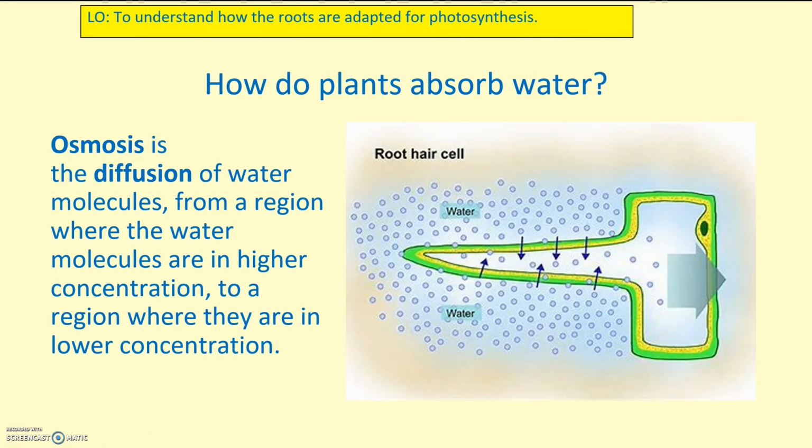So how do plants absorb water? Plants absorb water through this process called osmosis. Osmosis is the diffusion of water molecules from a region where the water molecules are higher in concentration to a region where they're lower in concentration.